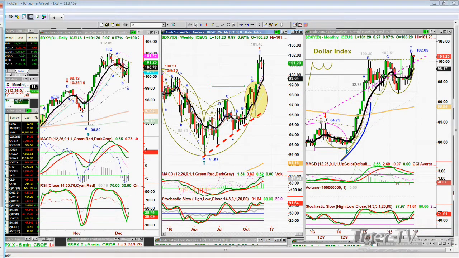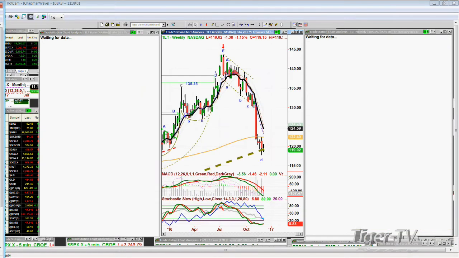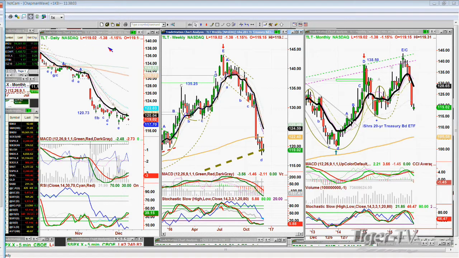What about the TLT? Oh, my. The TLT is down $1.38 to 119.07. This is the iShares 20-year Treasury bond ETF. But wait a minute, that's not such a big deal. Here's the trend line that we looked at.